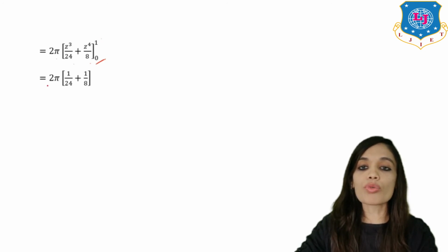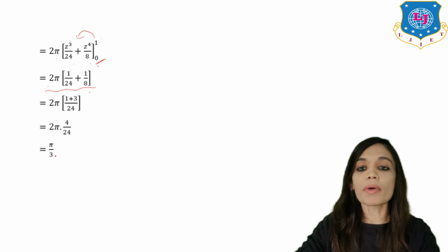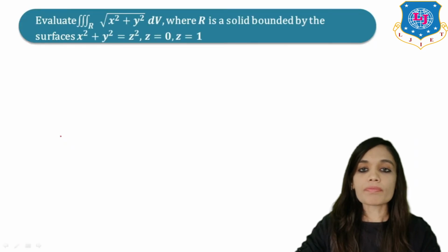Okay, so now let us put the limits. So what you will get? 2 pi times, if you put 1, you will get 1 upon 24 plus 1 upon 8. And if you put 0, the lower limit will become 0, right? So now on simplification, you will get the answer of the triple integral as what? Pi by 3. Okay. So now let us solve one more example.